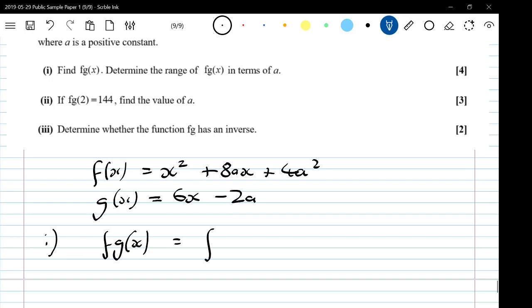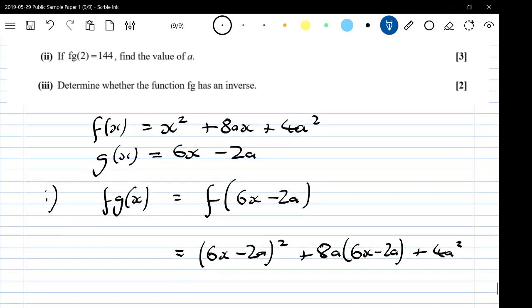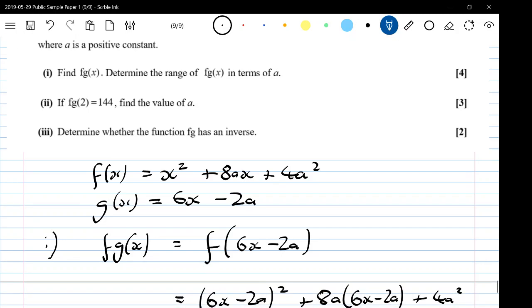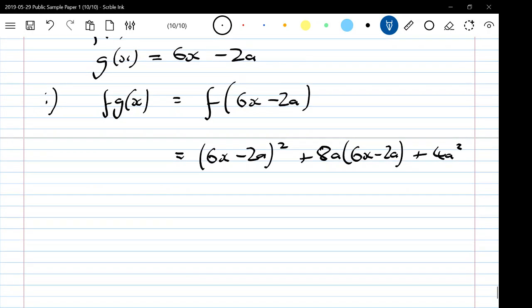That means input the output of g into f. So g is 6x minus 2a. We also have to determine the range of it. So that is (6x minus 2a) squared plus 8a(6x minus 2a) plus 4a squared. We found f of g of x, and we need to determine the range of it in terms of a. Well, let's work a little bit more to tidy this up.